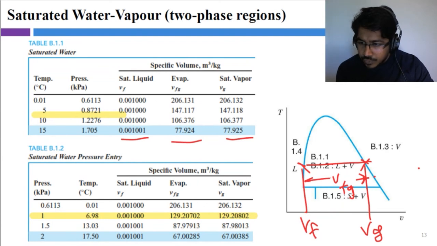If this table is used to find average specific value, is used to find average specific value. So your question is not clear. Average specific volume.